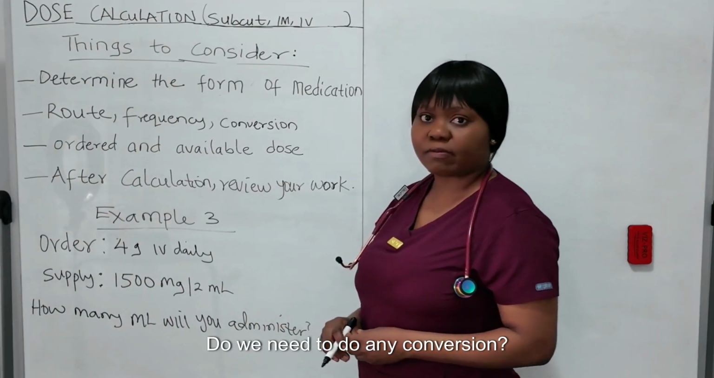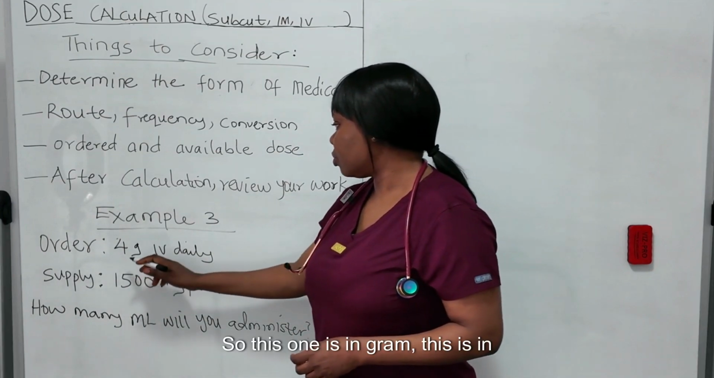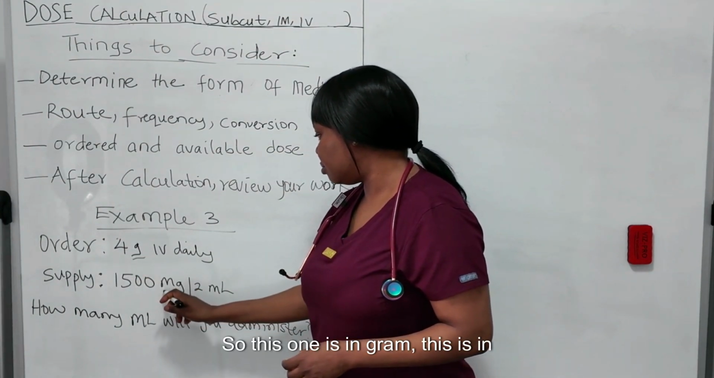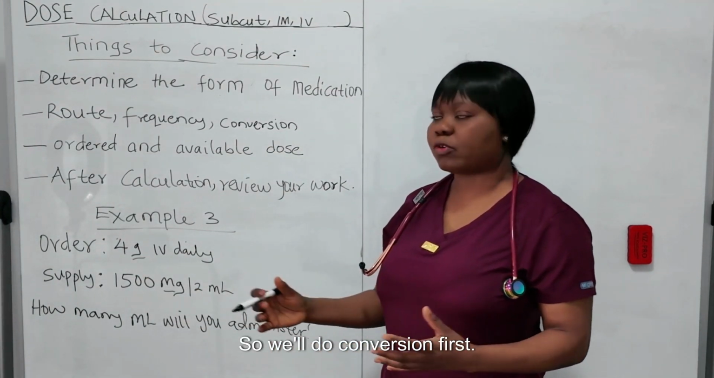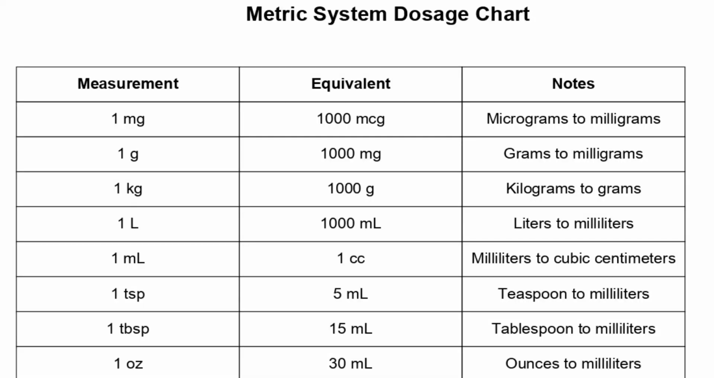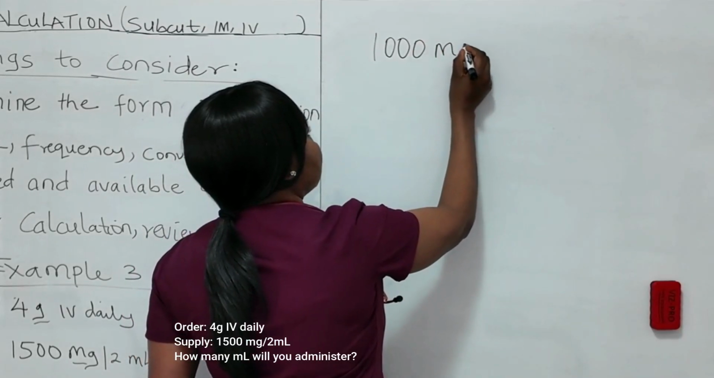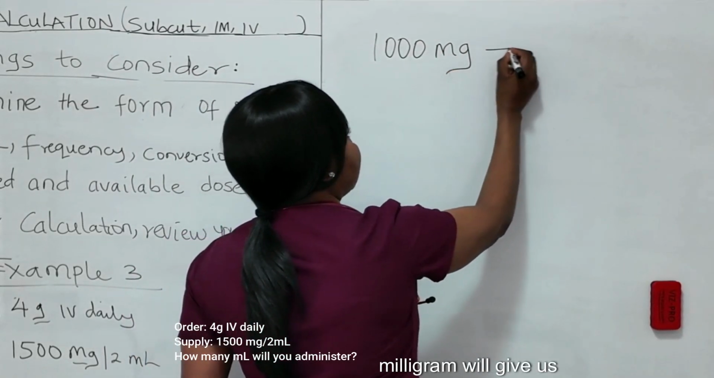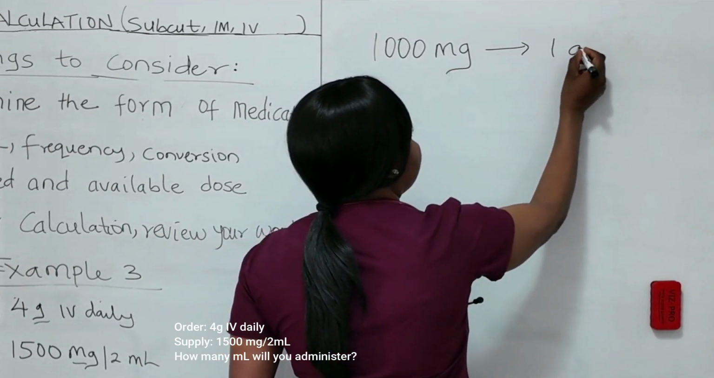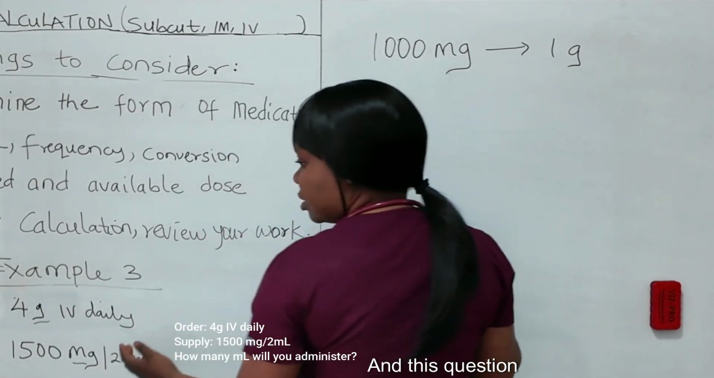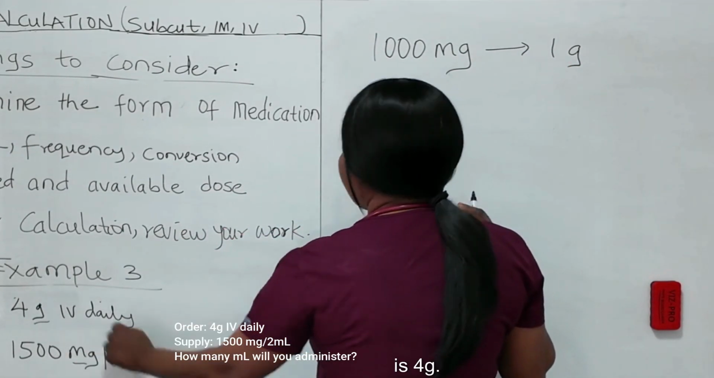Do we need to do any conversion? So this one is in gram, this is in milligram. So sure, we'll do conversion first. Now we're converting gram to milligram. We know that 1,000 milligram will give us 1 gram. And this question is 4 grams.